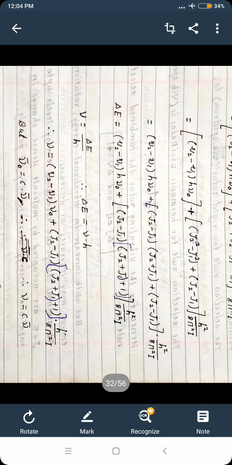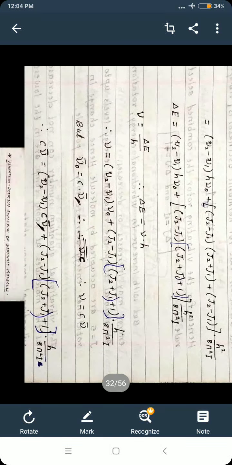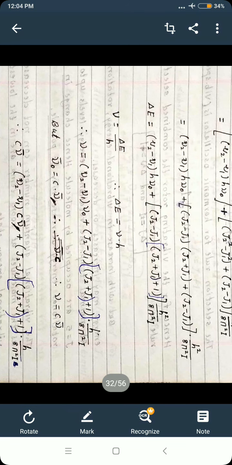But we know delta E is equal to h nu. Therefore, (v2 minus v1) into nu 0, because h cancels here for this term, and (J2 minus J1) in bracket (J2 plus J1 plus 1) into h upon 8 pi squared I. Here h squared and that h will cancel. Therefore, only h upon 8 pi squared I.